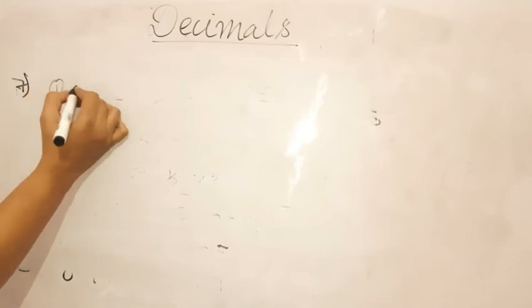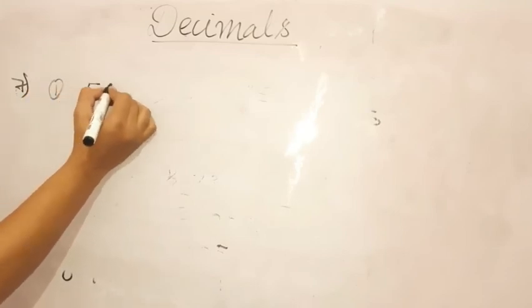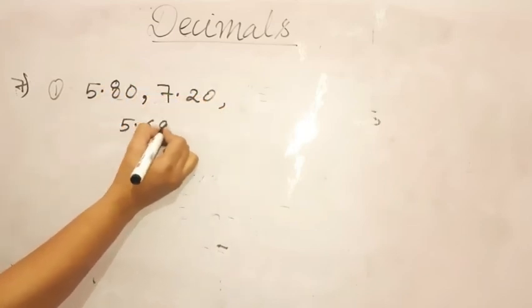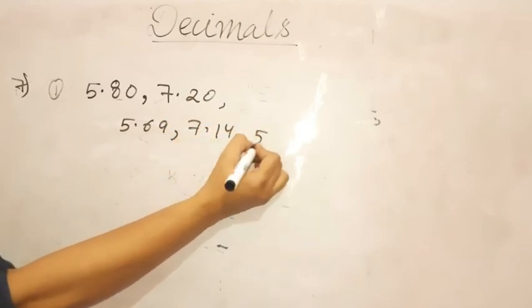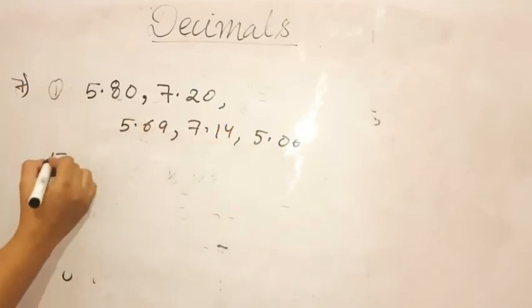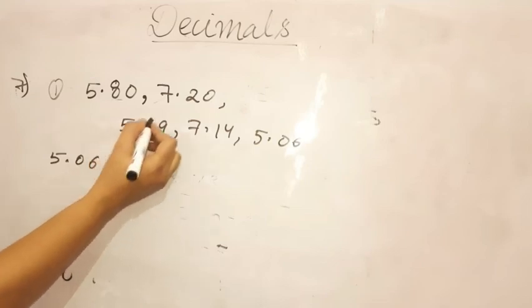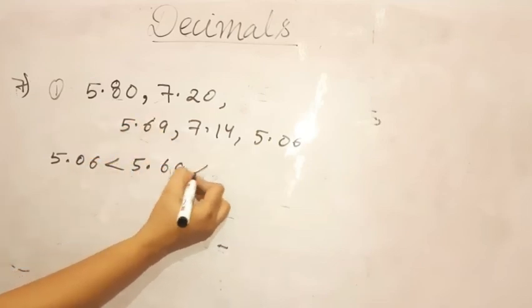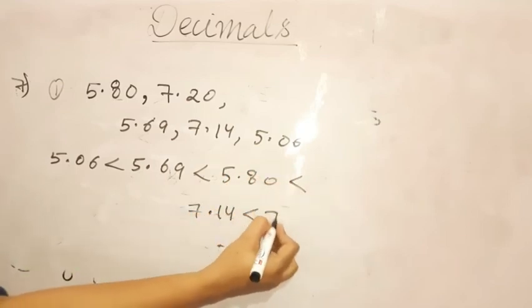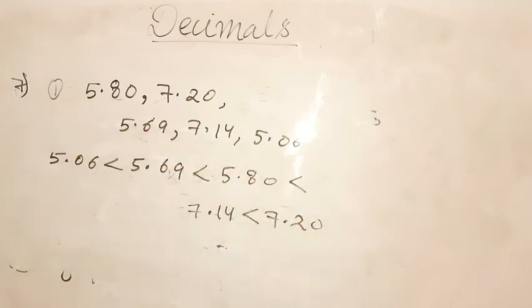So in the first option I am converting it into like decimal numbers and writing it directly: 5.80, 7.20, 5.69, 7.14 and 5.06. Now we have to arrange these decimal numbers in ascending order. The smallest one is 5.06, after 5.06, 5.69 and then 5.80 and then at the last 7.14, then 7.20. I hope you have understood how I have done this question students.